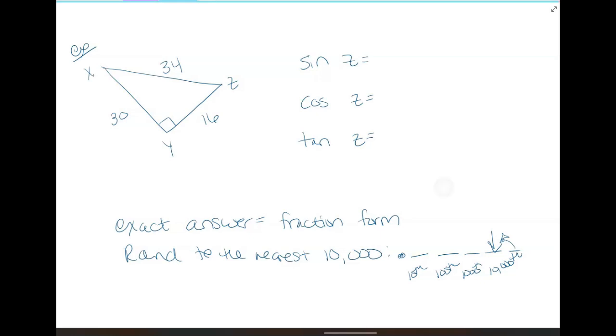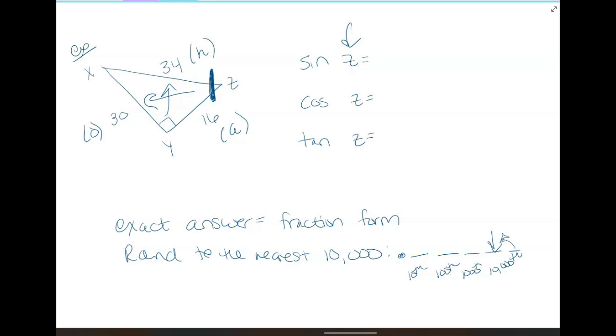Okay. So here we are, another right triangle, and now they give us all of the letters, so we have to be really clear. We're looking in reference to angle Z, so we have to find that and then label our sides correctly. So in reference to Z, the opposite side here is 30. The hypotenuse is 34, always opposite the 90. And then the 16 is the adjacent. It's the touching side. That's not the hypotenuse.